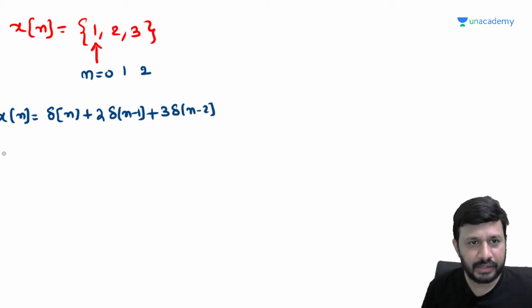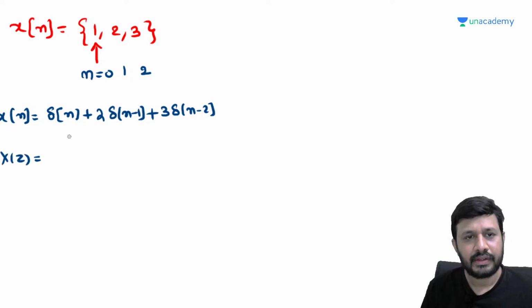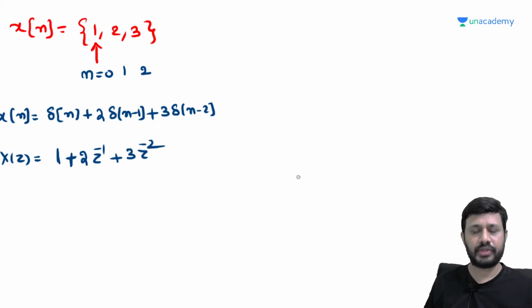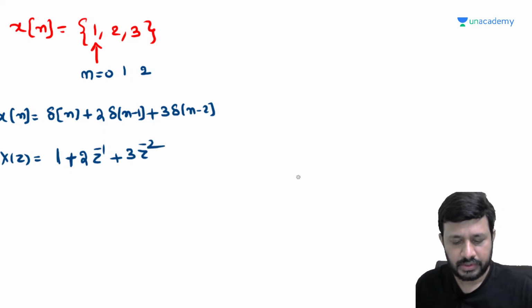Yes, Pranay, you are right. X of z: Z transform of del of n is 1, then use the shifting property, 2 is a constant, del of n minus 1 means 2z power minus 1, plus 3z power minus 2.